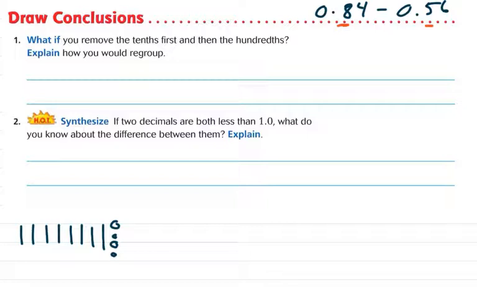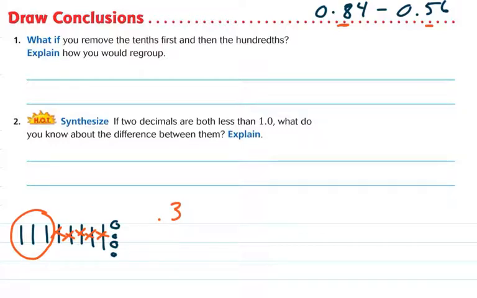So what they're asking you to do is subtract 5 tenths from 8 tenths. So let's do that. 1 tenth, 2 tenths, 3 tenths, 4 tenths, 5 tenths. So now, boys and girls, what we have left over is 3 tenths. So right now we have 3 tenths left over, and then we have 4 hundredths left over.